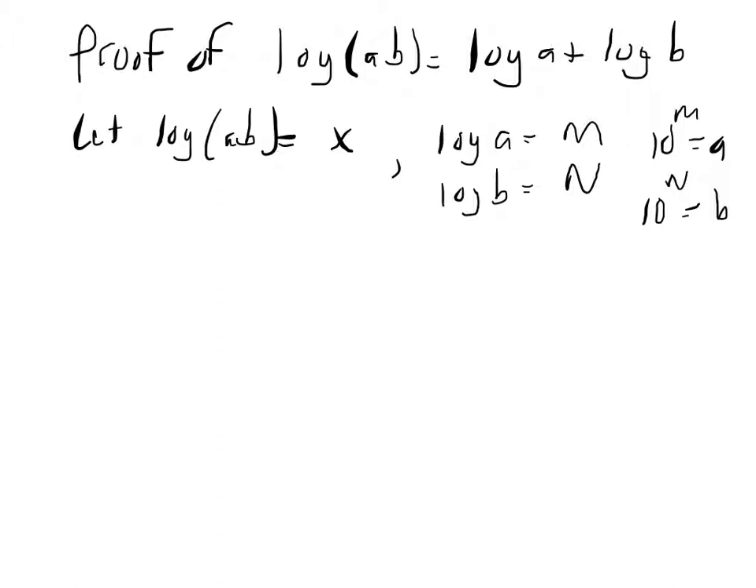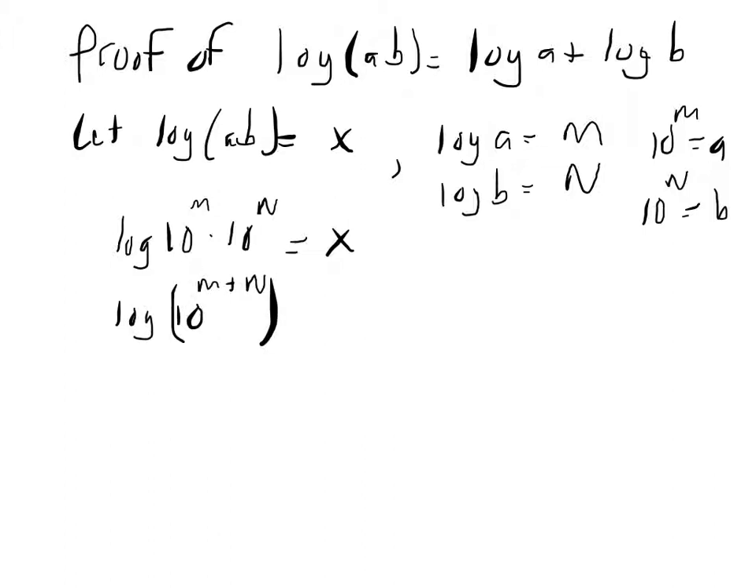And then let's also set up, say, log of a is some number m and log of b is some number n, and then use our exponential definition of logarithms to rewrite this. 10 to the m is a, and 10 to the n is b. Then we're just going to go ahead and make a substitution in. A is 10 to the m, so then we have log of 10 to the m times 10 to the n. No, pure substitution, that's x. And we then say, okay, so this is then log of 10 to the m plus n equals x by our law of exponents.